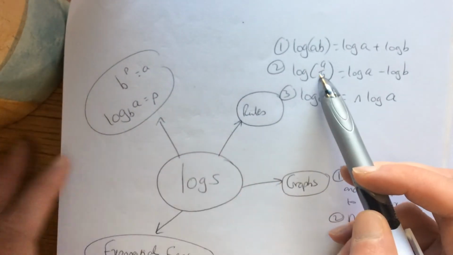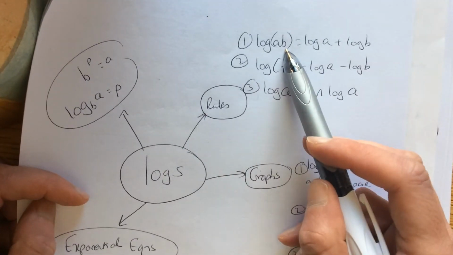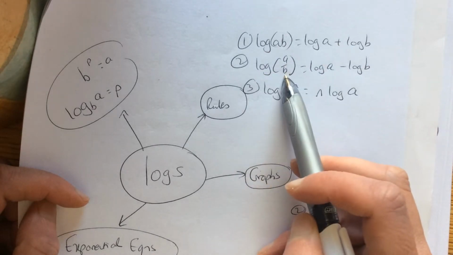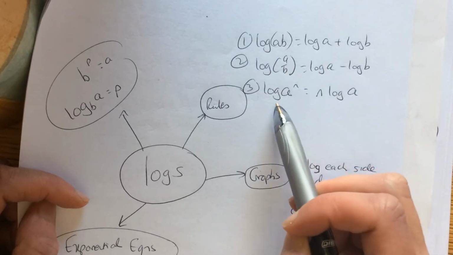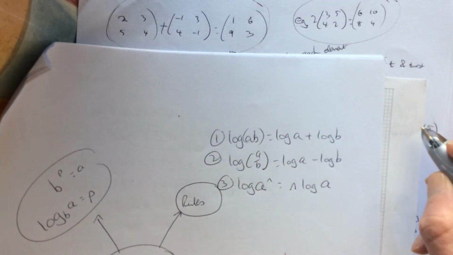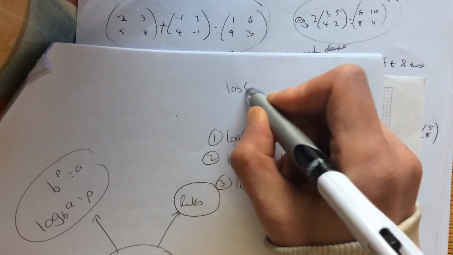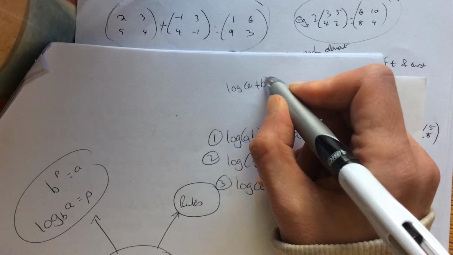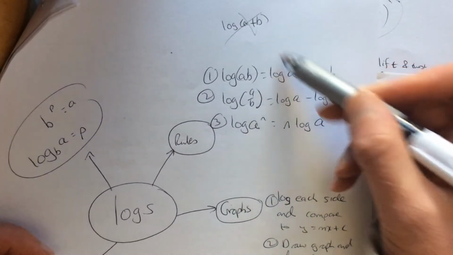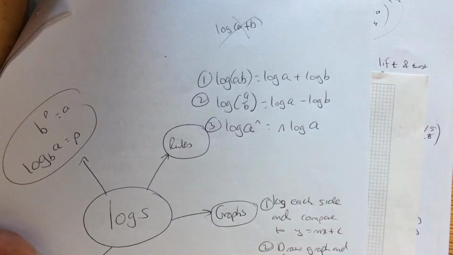There are 3 log rules. Log AB, if you're multiplying them, you can separate them out and add them. Log division, separate them out and subtract them, and bring the power to the front. Do you see, if you have this, log A plus B, there is nothing for that. So don't confuse that with this one.